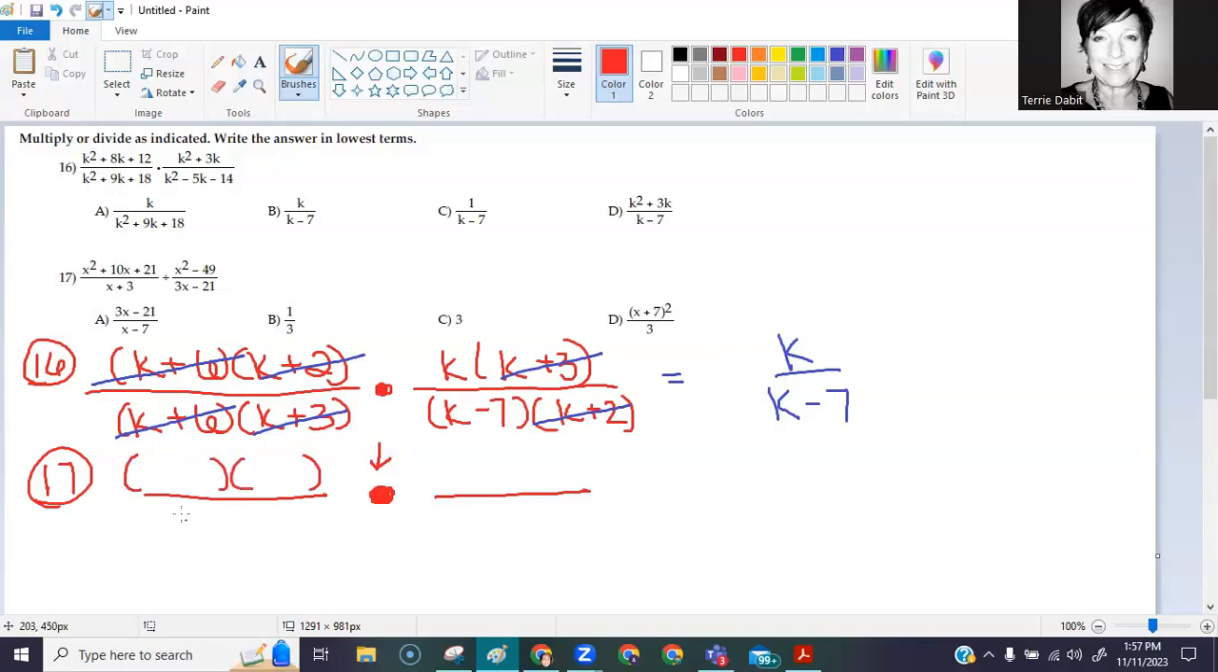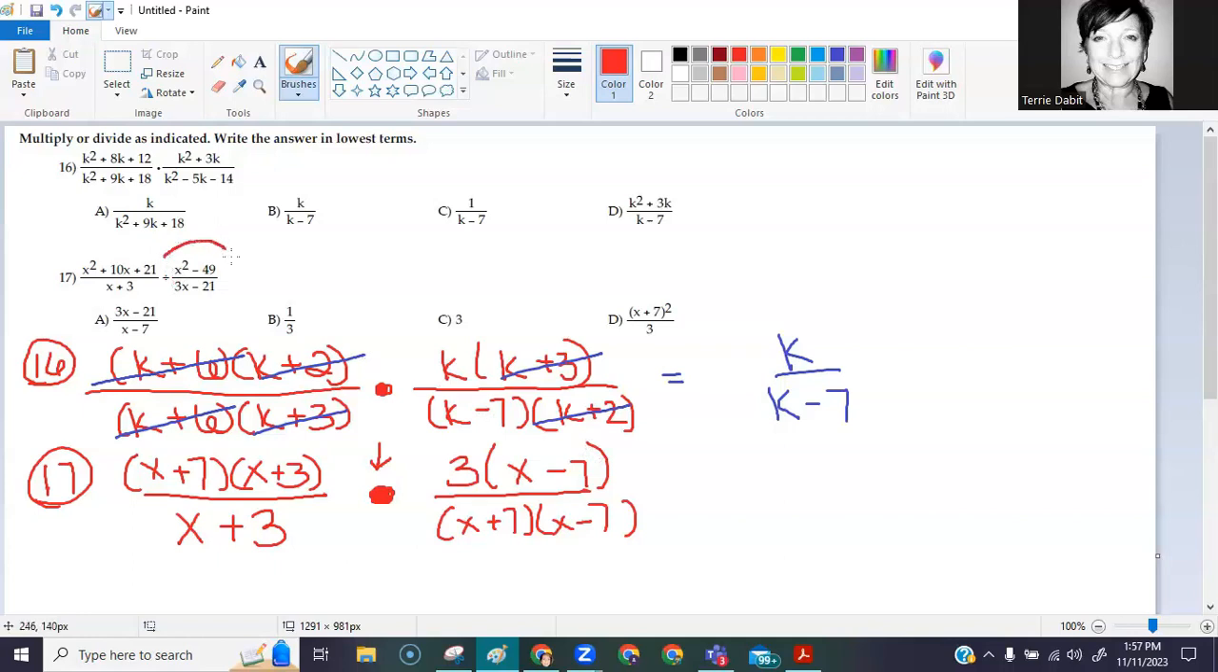You'll see the denominator on the left side only has a binomial. On the top, I can factor this into 7 and 3, both of them positive. When I flip this, my bottom is difference of squares. This is going to be x's with my 7's, make one of them plus, one of them minus. And then on the top, I can factor out a 3, and I'm left with x minus 7. Keep in mind that I flipped the second one, the one that's after the division. We have to flip this one, flip it upside down.